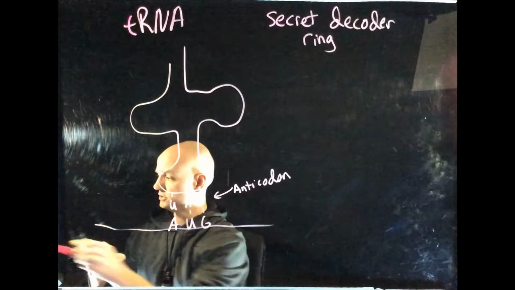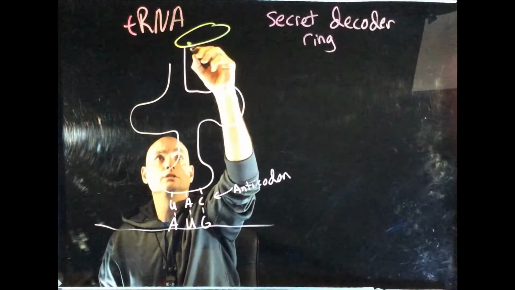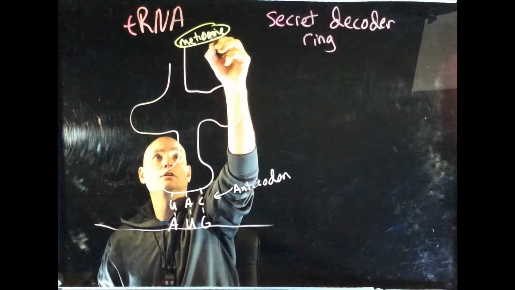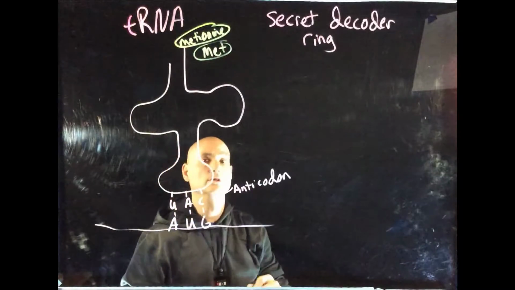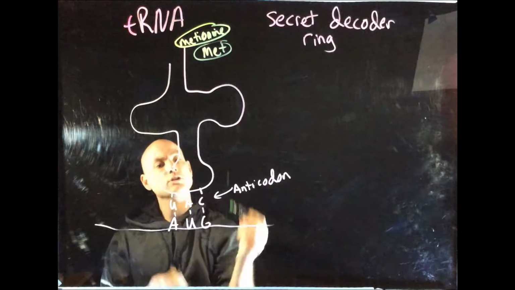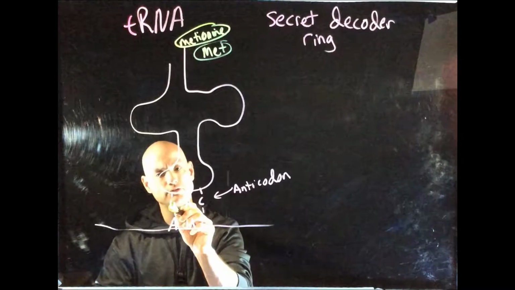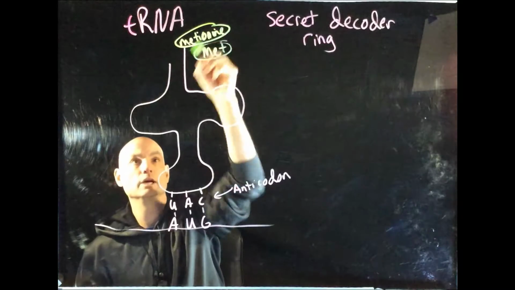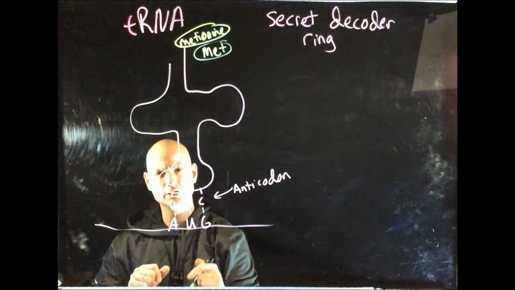And of course, this, which we'll see in a second, is going to bring over a specific amino acid called methionine. Methionine, or MET for short. And I know that because that's on the secret decoder ring. More about that in a second. But there's a special enzyme. Its whole job is to make sure that the shape of this UAC matches up with the shape of this amino acid, methionine. And it does that for all the different amino acids.